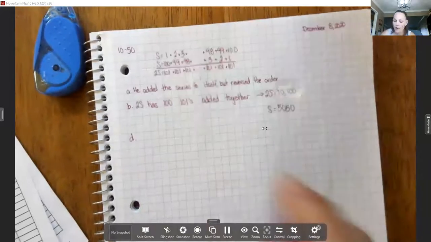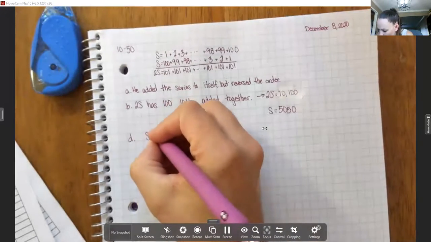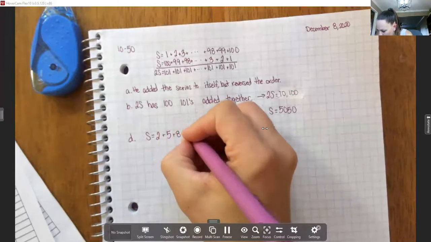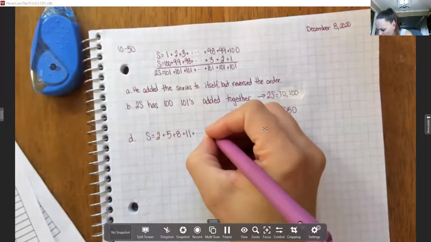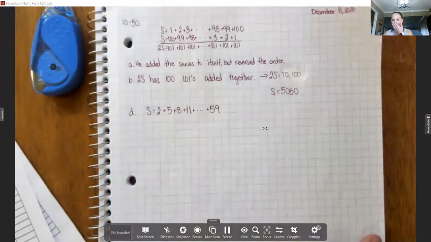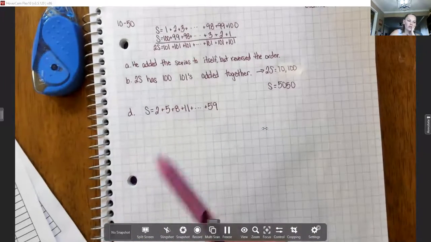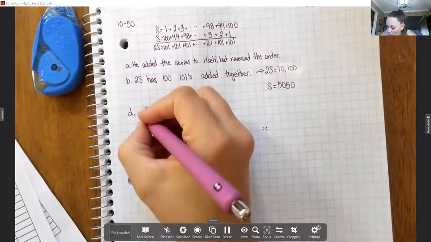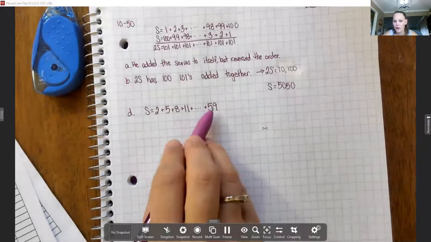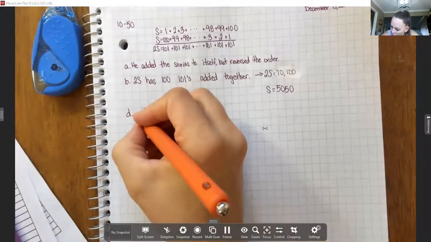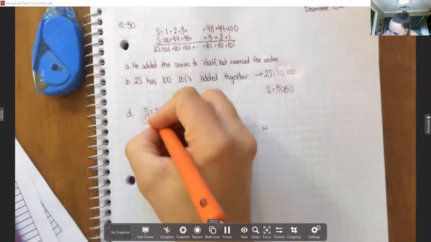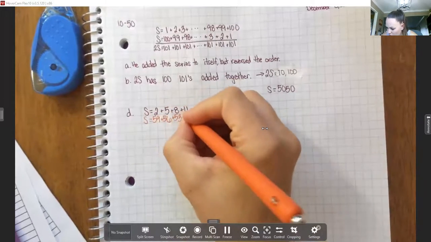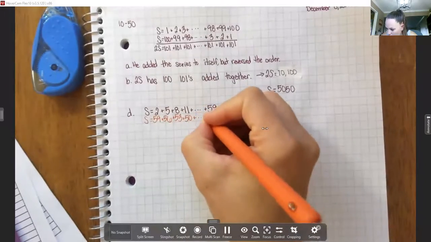I'm going to skip part C. Part D wants us to use the same idea. So he's adding 2 plus 5 plus 8 plus 11 plus all the way to 59. So again, it wants us to use this idea, not our shortcut that we already know. So if I do it, we can tell that it's growing by 3 here. So if I reverse the order, it's going to be 59 plus 56, it's going to go down by 3, plus 53 plus 50 plus all the way to 2.